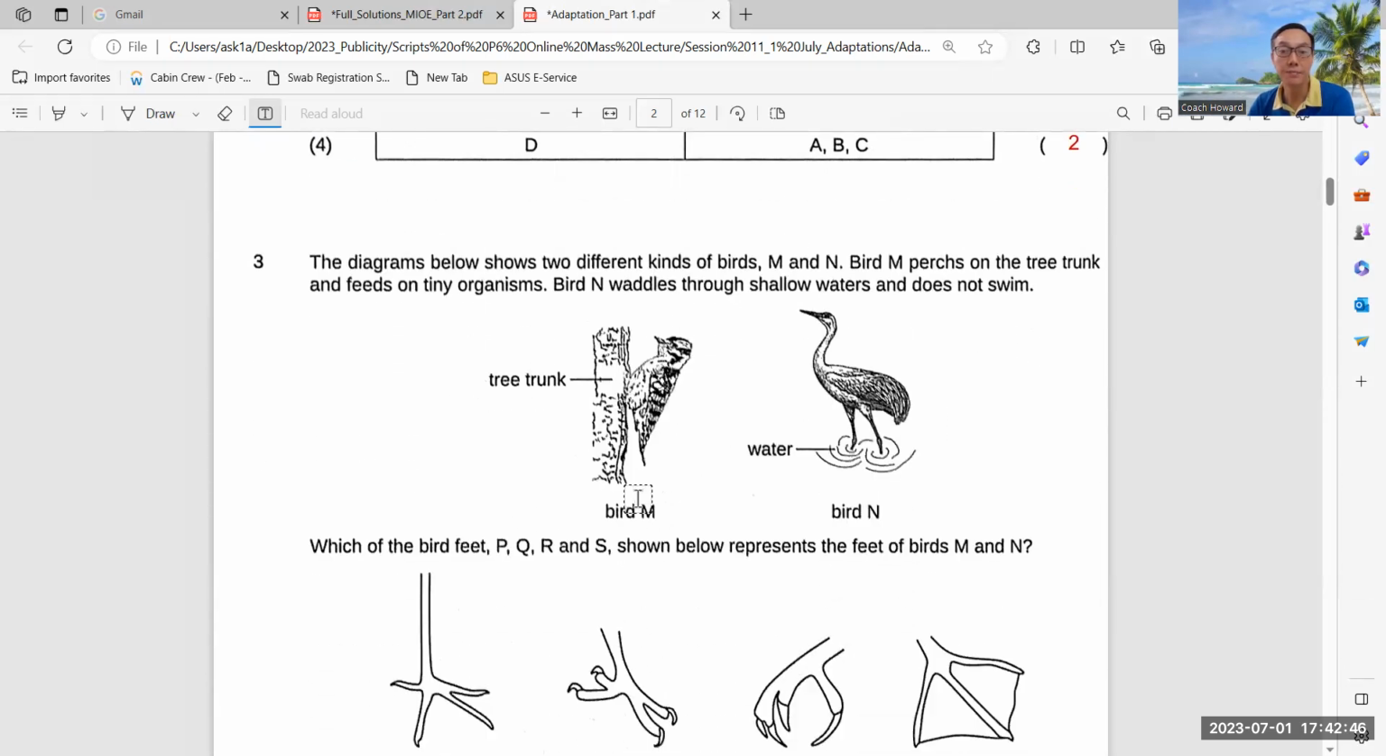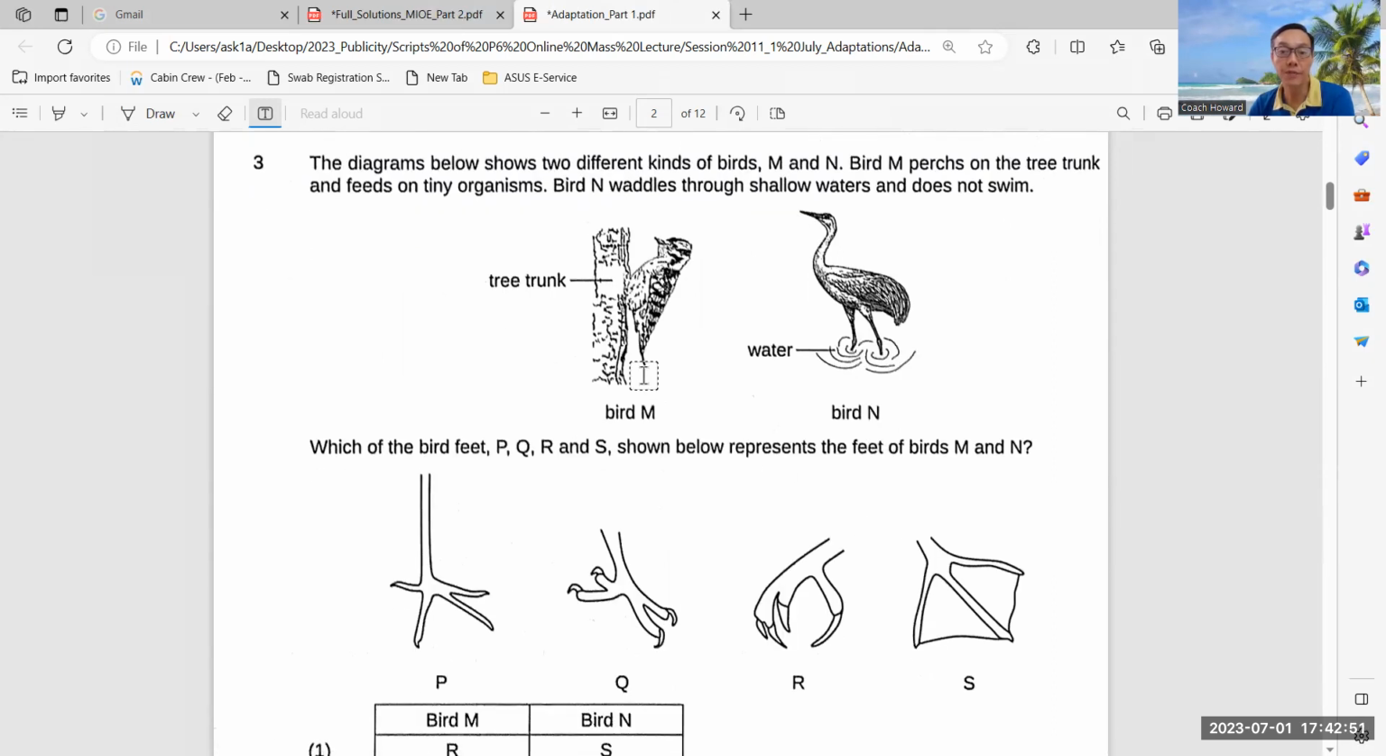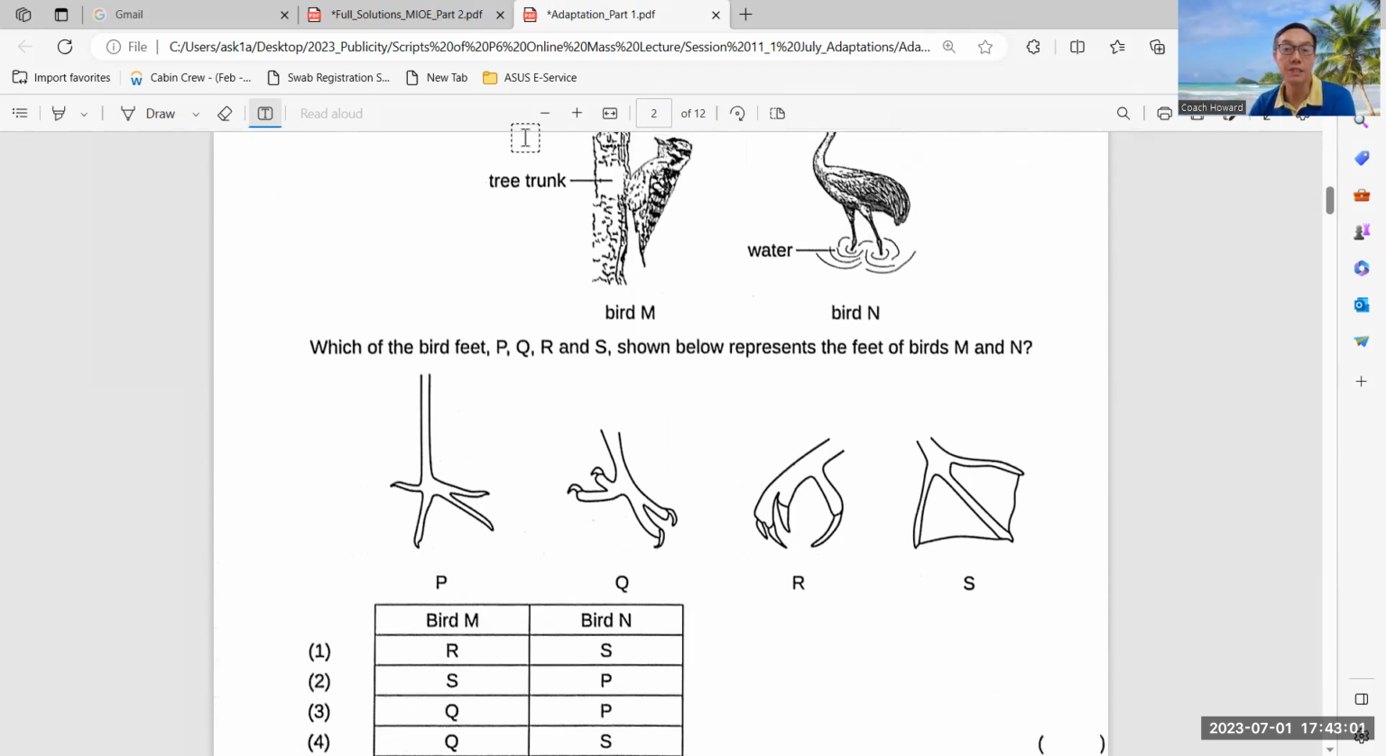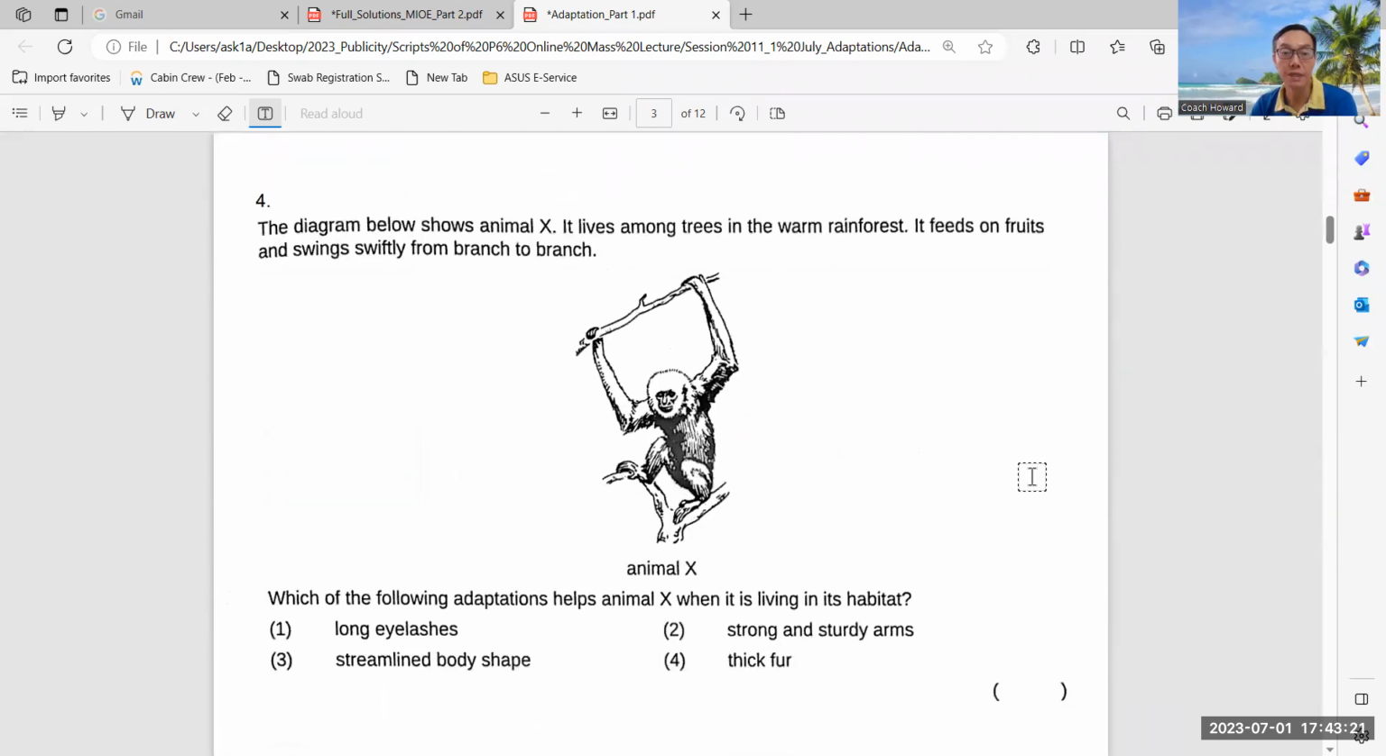Okay, this one is bird M, this is bird N. Which of the feet of the birds represent them? Of course, you look at here, they say M perched on the tree trunk. And this one, N, must have web feet, right? Correct? So you match them. So the web feet N should have what type of feet? S, right? And the bird M perches. So the best answer is 1, right? Agree? Yes. Okay, next one.